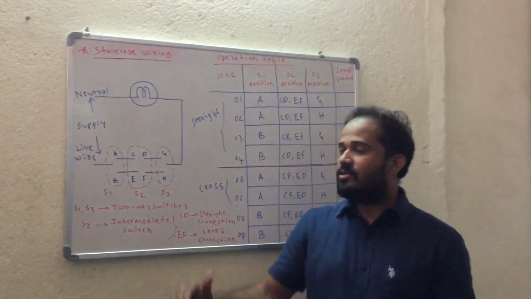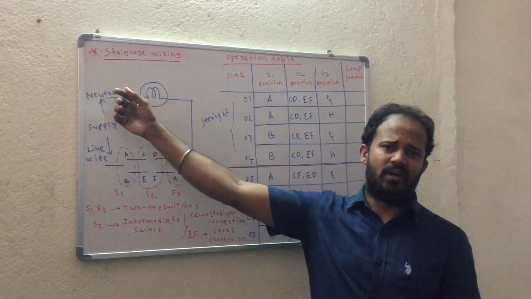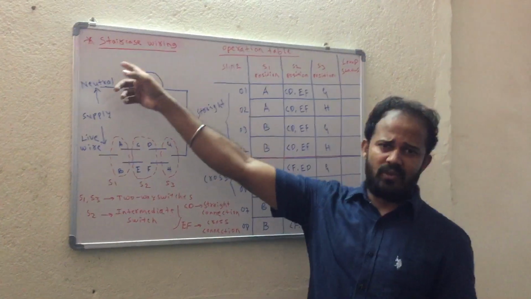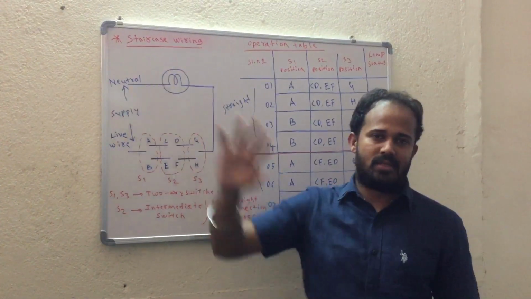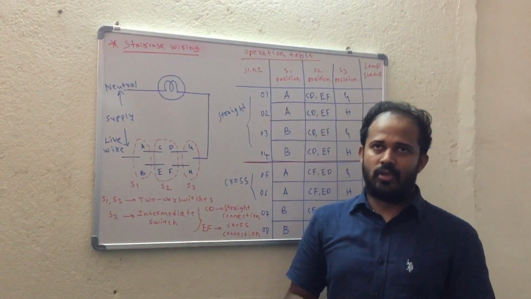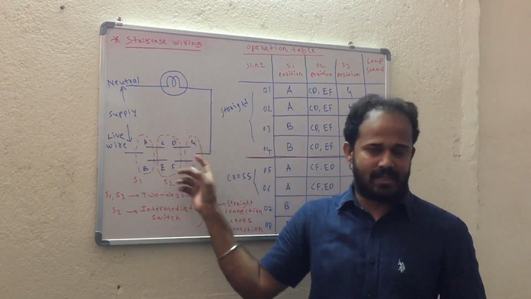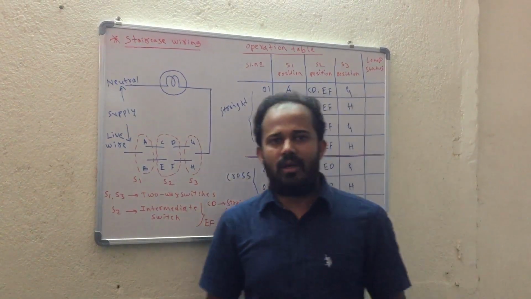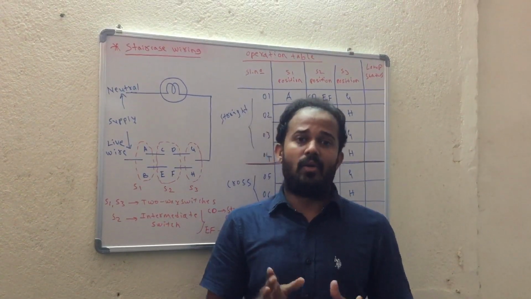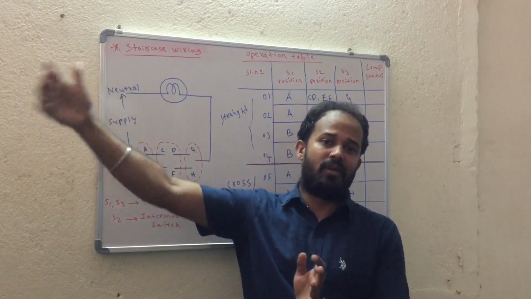Hello everyone. As in the previous video, we were discussing staircase wiring, in which we already discussed two-way control of a lamp. The second method is three-way control of a lamp. Here in this diagram and table you can see three-way control of a lamp and how it works. The meaning of the word three-way control here is controlling a lamp from three different places.